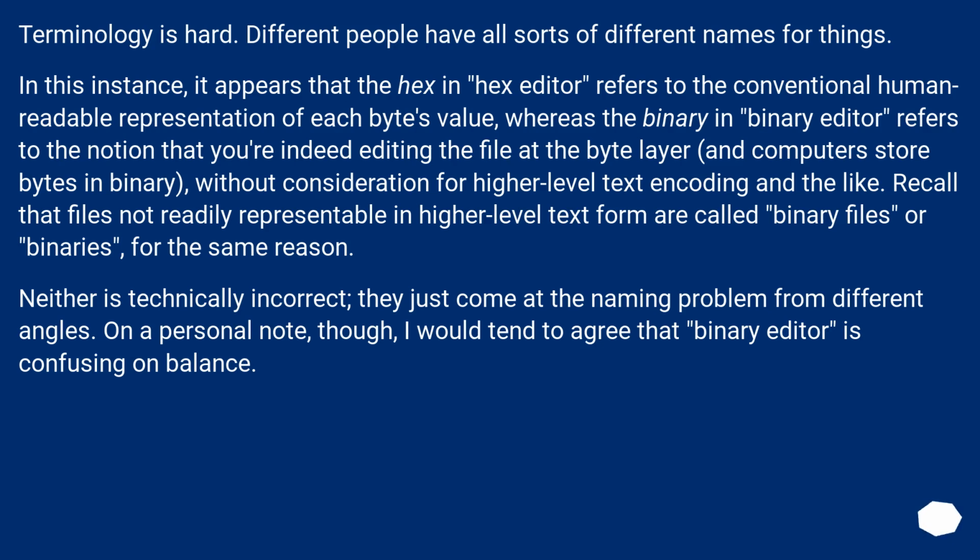Terminology is hard. Different people have all sorts of different names for things. In this instance, it appears that the hex in hex editor refers to the conventional human-readable representation of each byte's value, whereas the binary in binary editor refers to the notion that you are indeed editing the file at the byte layer, and computers store bytes in binary, without consideration for higher-level text encoding and the like. Recall that files not readily representable in higher-level text form are called binary files or binaries, for the same reason. Neither is technically incorrect, they just come at the naming problem from different angles. On a personal note, though, I would tend to agree that binary editor is confusing on balance.